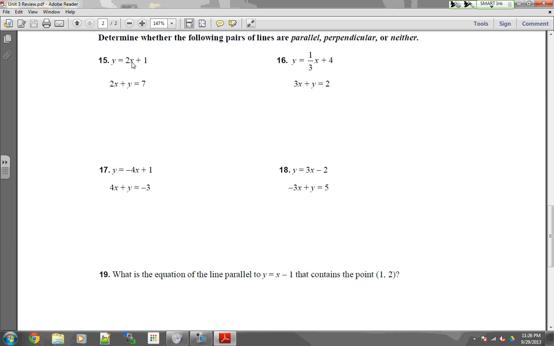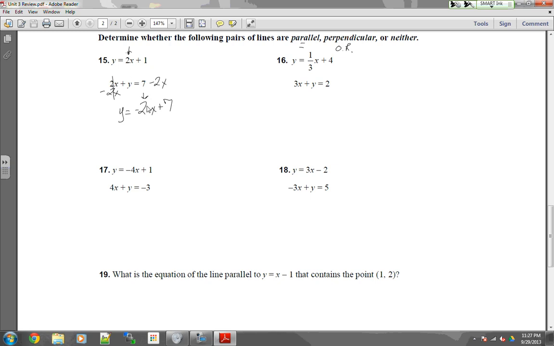So since this one's in y equals mx plus b form, let's put this one in y equals mx plus b form. Subtract the 2x from both sides. So y equals negative 2x plus 7. The slope here is 2. The slope here is negative 2. Since they're not equal, they're not parallel. Since they're not opposite reciprocals, they're not perpendicular. So these are neither.